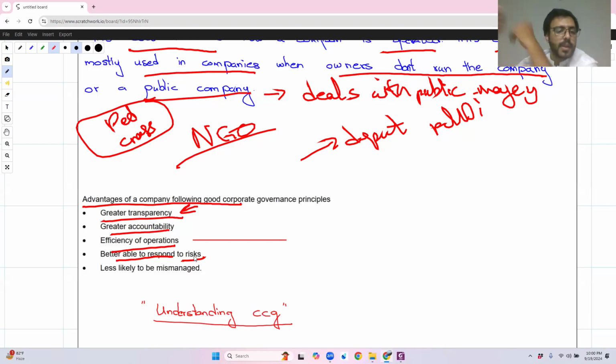Again, the same thing. If we talk about executive director, a person who was experienced in the finance field has been appointed as the chief financial officer, who is also known as the executive director of the finance department. So because he is so much experienced, he knows what risks are there within the finance department. He would be better able to respond to those risks. Yes, question please.